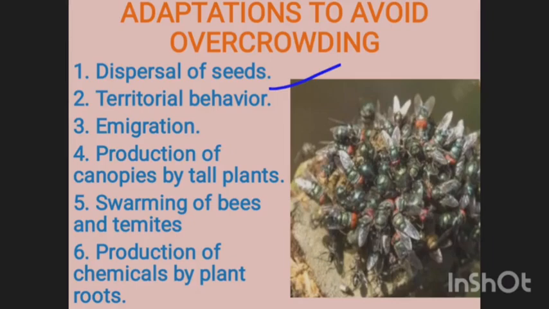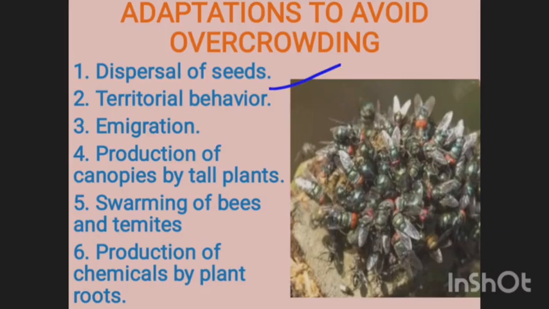Number six is production of chemicals by plants. Now, talking about the roots of plants, some plants' roots produce chemicals which prevent the growth of other plants that are close to them. So by doing so, this prevents overcrowding. This device is used to prevent overcrowding.